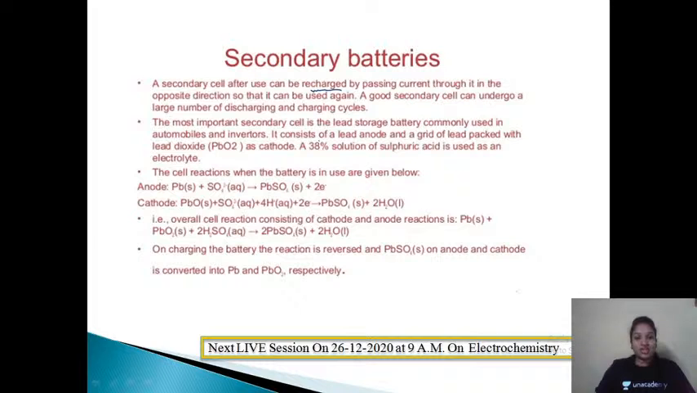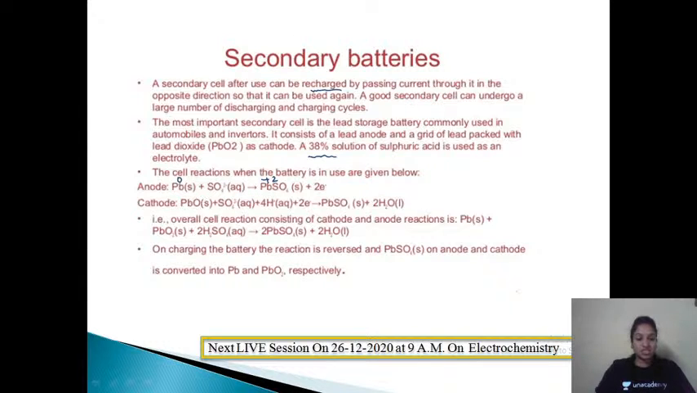It consists of a lead anode, and the cathode is made up of lead dioxide. A 38% concentration of sulfuric acid is used as the electrolyte. As we just saw, the anode is made up of lead, so the sulfate ions from the electrolyte react with this lead and form lead sulfate by releasing two electrons. So lead has been converted from zero oxidation state to +2 oxidation state. So definitely, at the anode, oxidation has occurred.